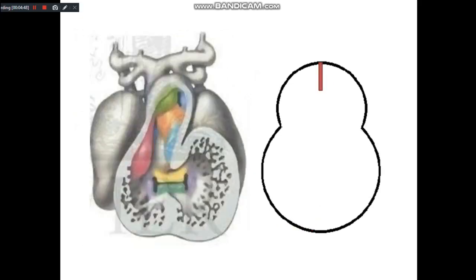Now with further development, the endocardial cushions in the atrioventricular canal have grown towards each other, and they are almost about to fuse. Once they fuse, they form a complete septum that is now known as the septum intermedium. This septum intermedium divides the atrioventricular canal into right and left atrioventricular orifices. This is the right atrioventricular orifice, and this is the left atrioventricular orifice.